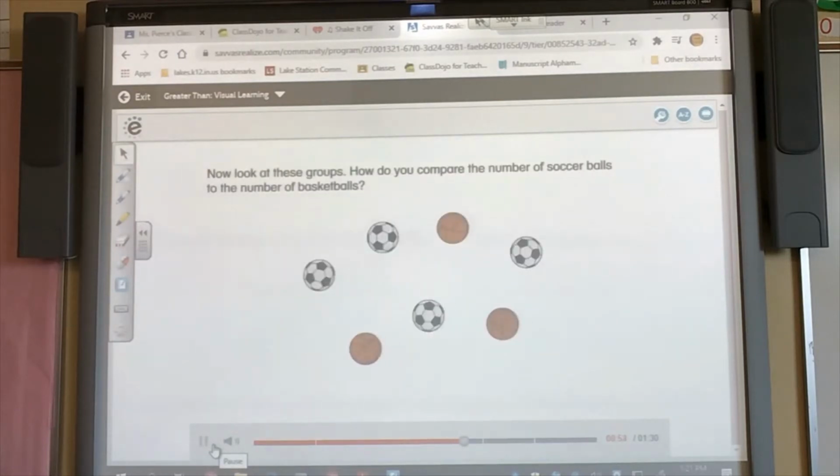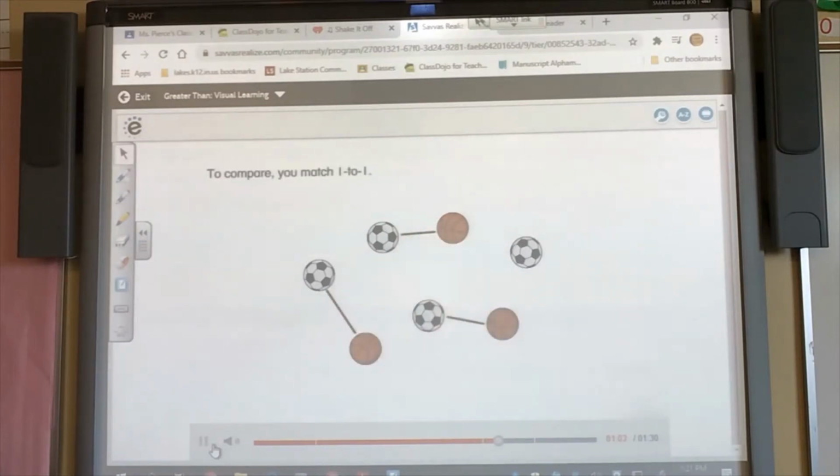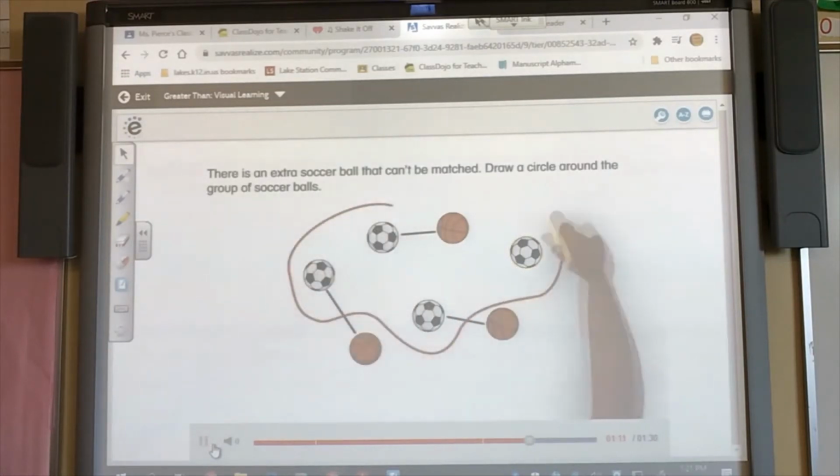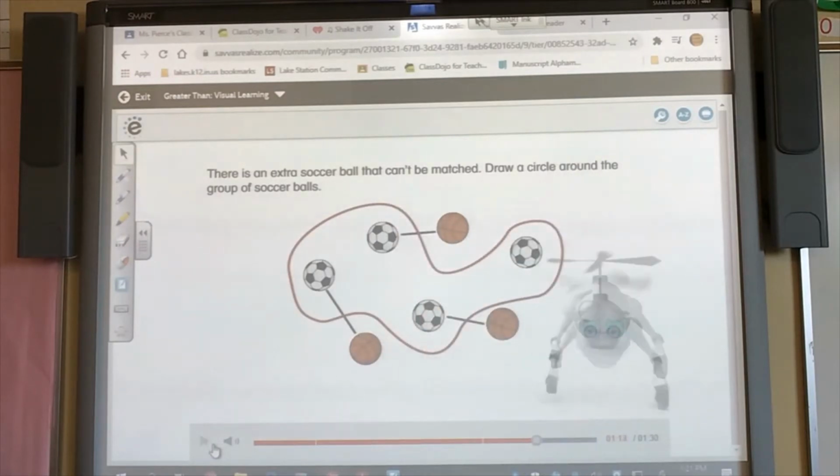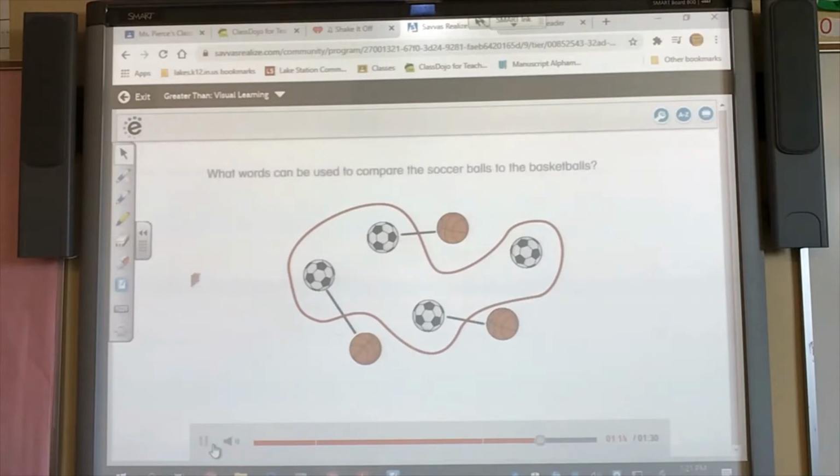Now look at these groups. How do you compare the number of soccer balls to the number of basketballs? To compare, you match 1 to 1. There is an extra soccer ball that can't be matched. Draw a circle around the group of soccer balls. What words can be used to compare the soccer balls to the basketballs? Greater than. The number of soccer balls is greater than the number of basketballs.